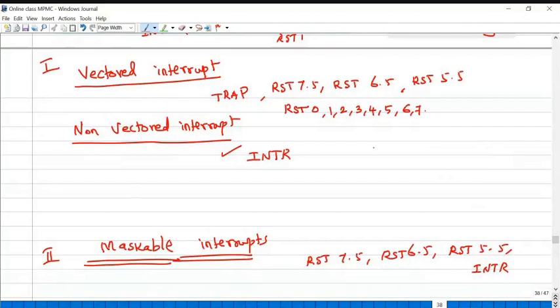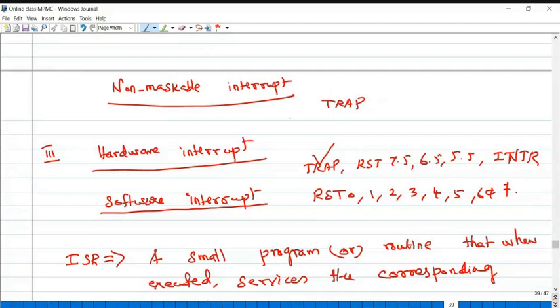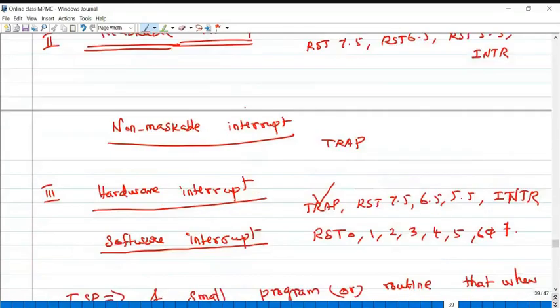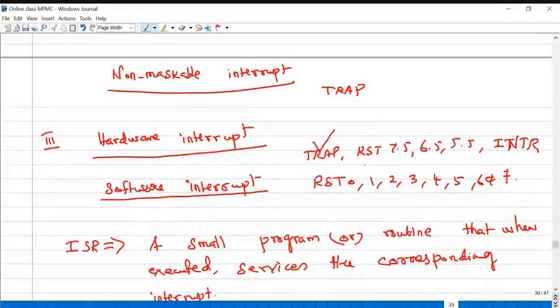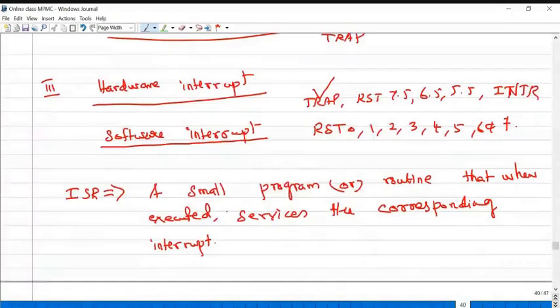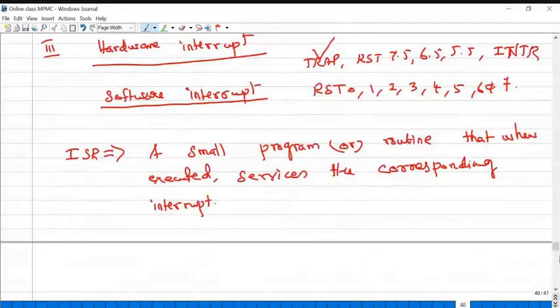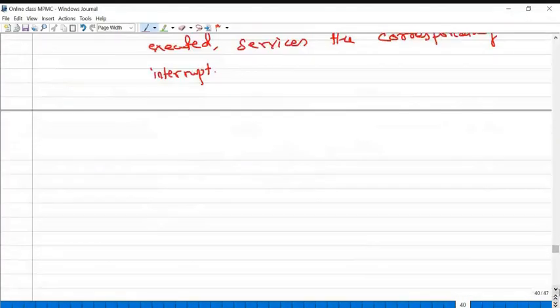And the classifications: vector, non-vector, and maskable, non-maskable. Maskable means the programmer is able to disable it. Non-maskable, this interrupt is always enabled. In hardware interrupt, software interrupt service routine is a small program. The microprocessor will start executing that particular interrupt service routine for the corresponding interrupt request. Okay, so these are all basics.